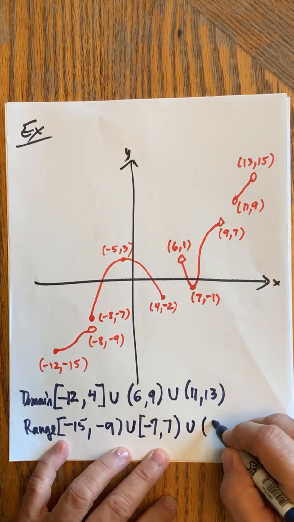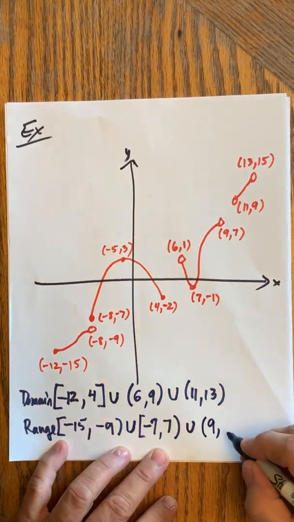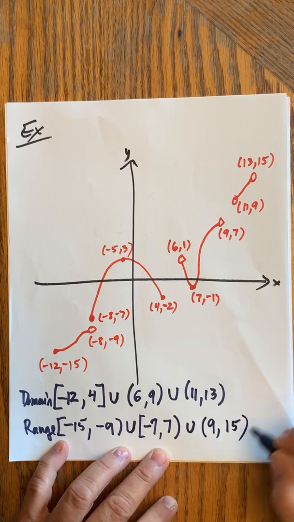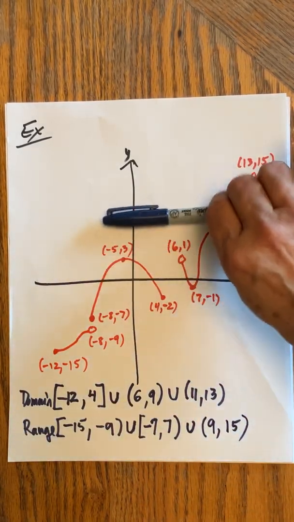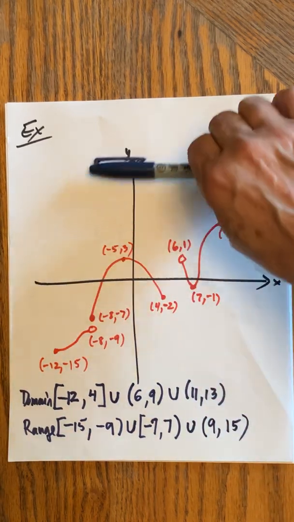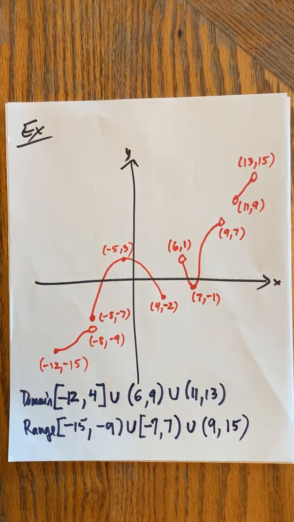And then you start up at 9 and go all the way up to what? 15. So that's your range. It's where am I touching graph? Where can I land as I'm going from bottom to top? That's what I'm looking at. That's what I'm doing the scan of.